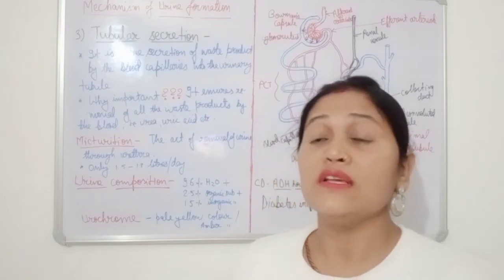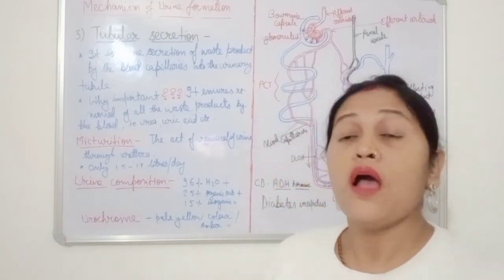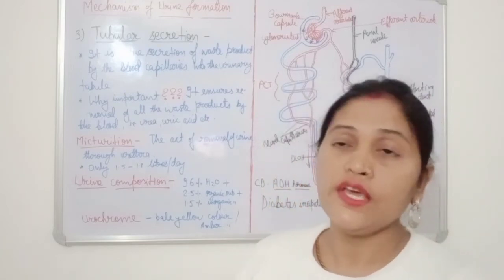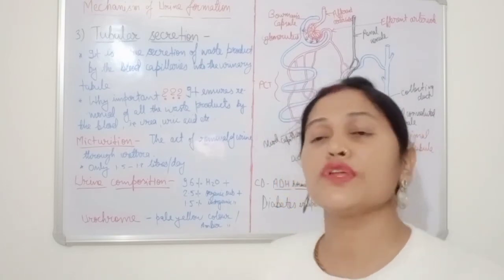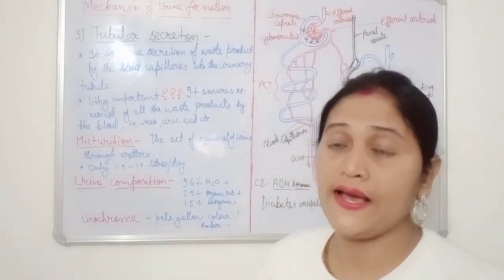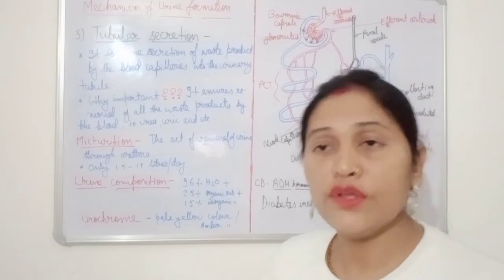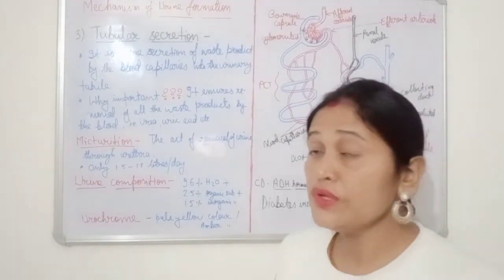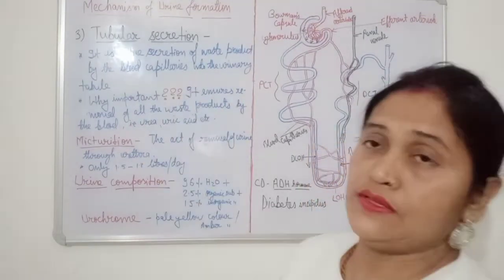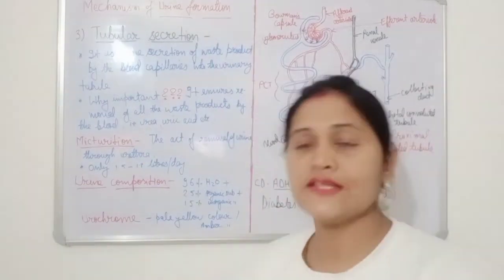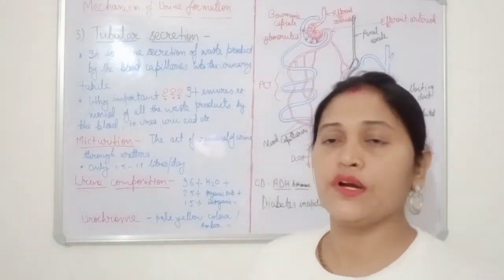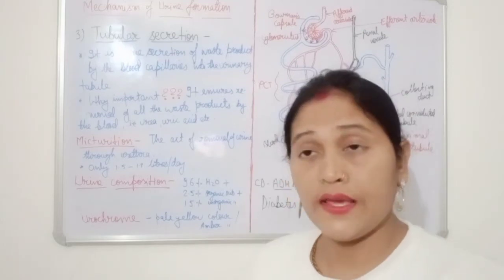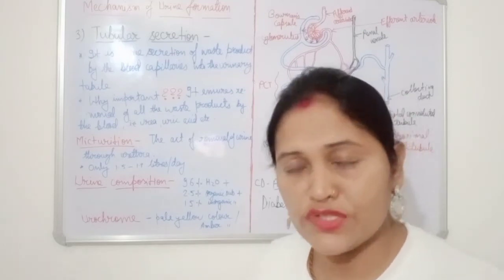Its removal, its outgoing is very important. So how will they remove this waste product that has been taken during the reabsorption process? Its removal is very important. So through tubular secretion, they will secrete the waste product that has been taken during the reabsorption process.